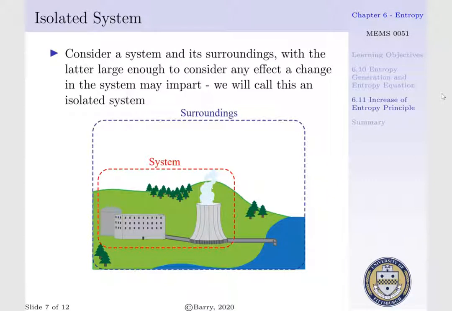Before we can talk about our increase of entropy principle, we have to define what an isolated system is. Let us consider a system, that is, a power plant as shown below within the red dashed line, and its surroundings, the environment, enclosed below within the blue dashed line, with our surroundings being large enough to consider any effect a change in our system may impart. In this instance, we can call this an isolated system.